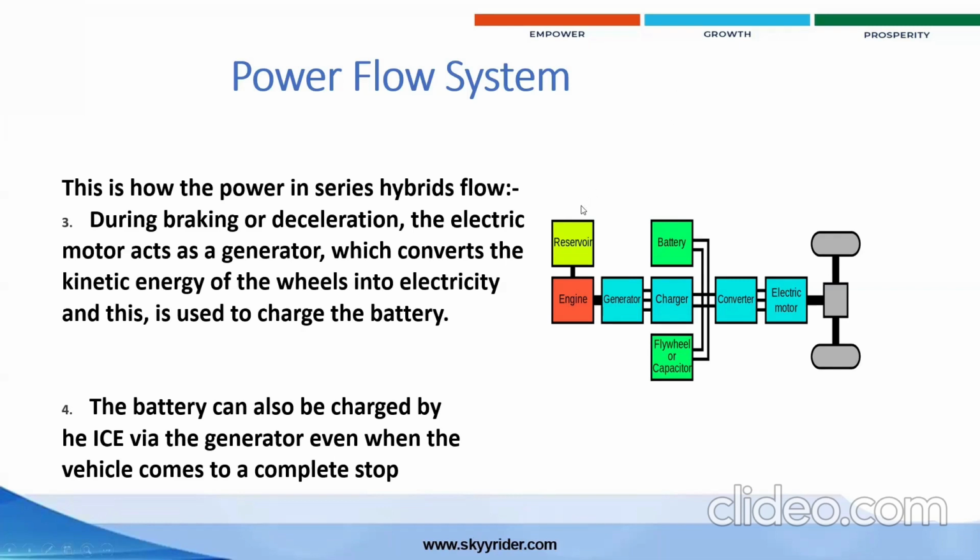Okay, so now from the reservoir, the engine will be fueled and will produce power by using the reservoir fuel. The mechanical power generated here will be converted to electrical power in the generator. Then the generator will charge the batteries or the capacitors. Then the converter will take power from the battery or capacitors and rotate the electrical motor, and the electrical motor will run.